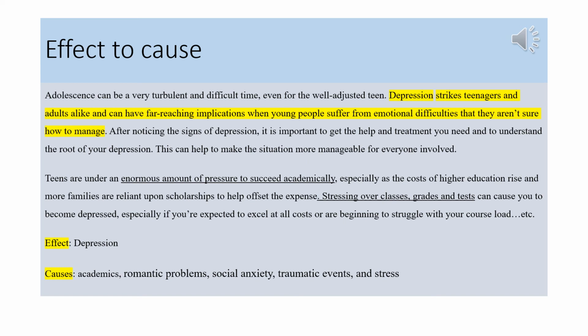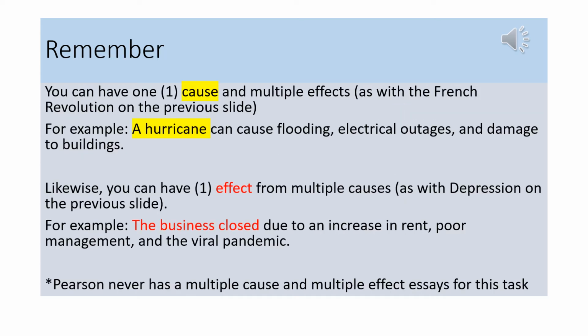And those are the people that it affects. And it can have far-reaching implications when young people suffer from emotional difficulties that they aren't sure how to manage. You just have depression as an effect, and then, like I said, the text is just going to list all the causes for this. Things to remember about cause and effect.